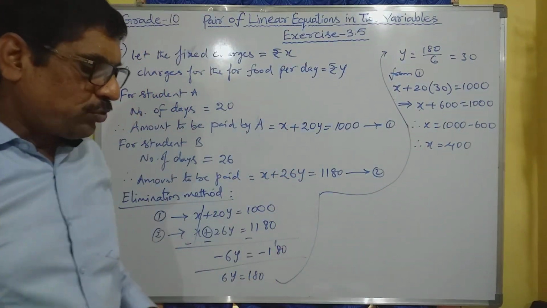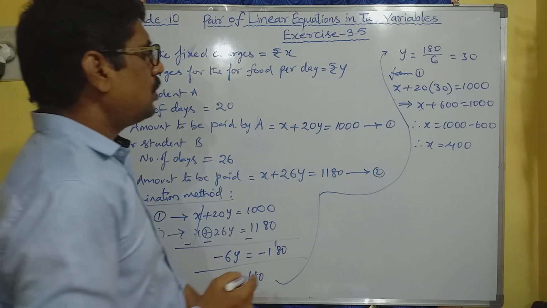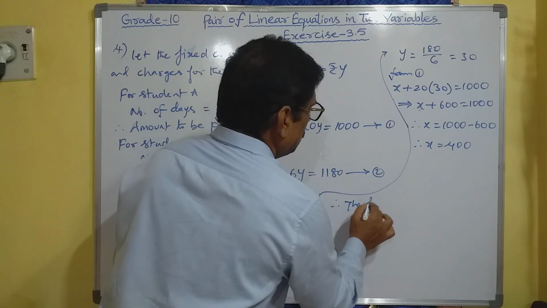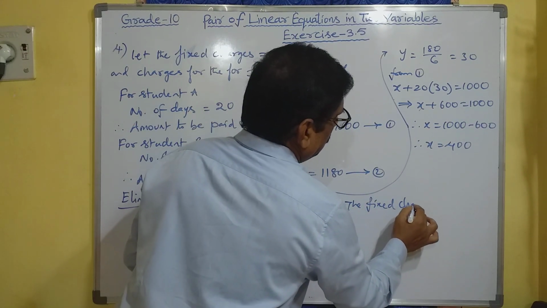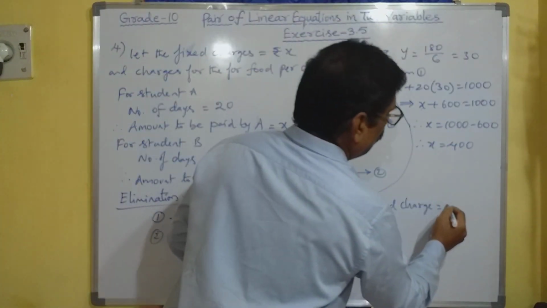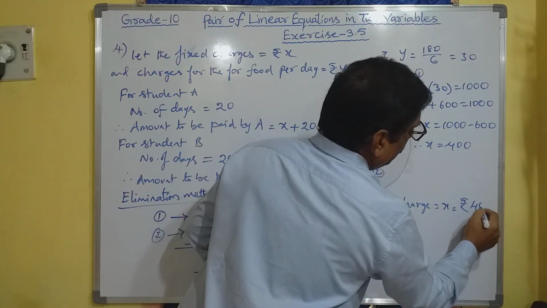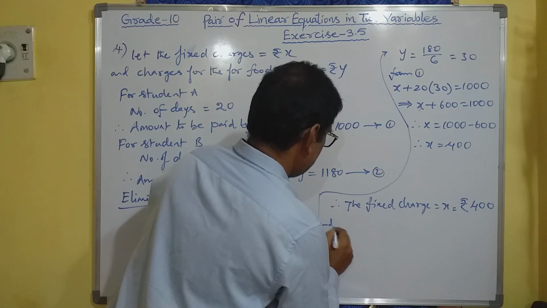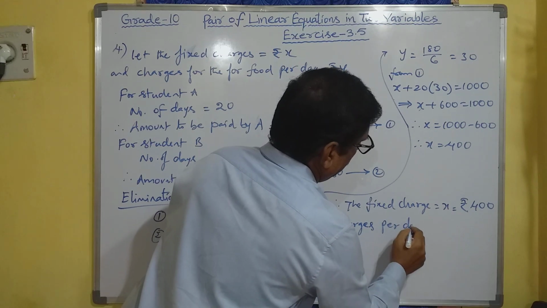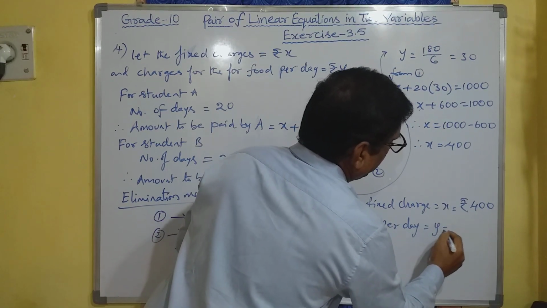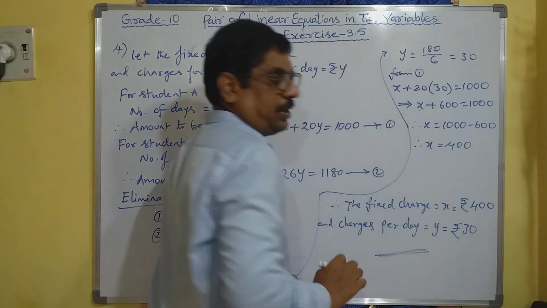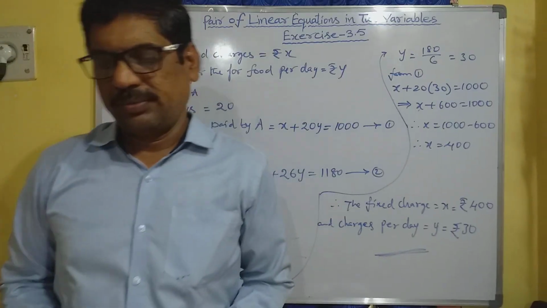Okay, here we got the x value as well as the y value. Therefore, we can write the conclusion here. What is the fixed charge? Fixed charge is equal to 400 rupees. x is equal to 400. And charges per day, that we have taken as y, is equal to 30 rupees. Understand?